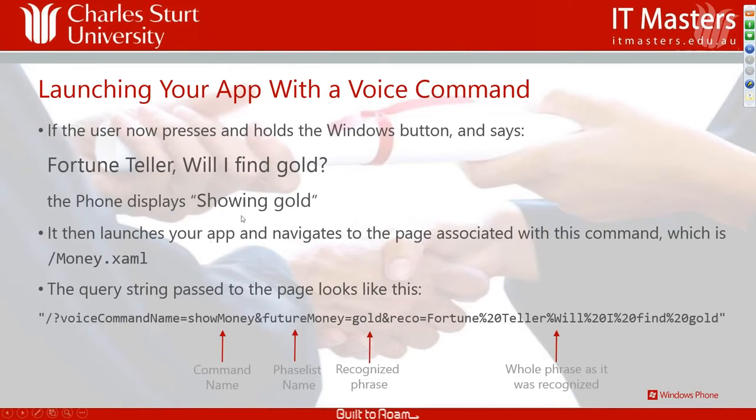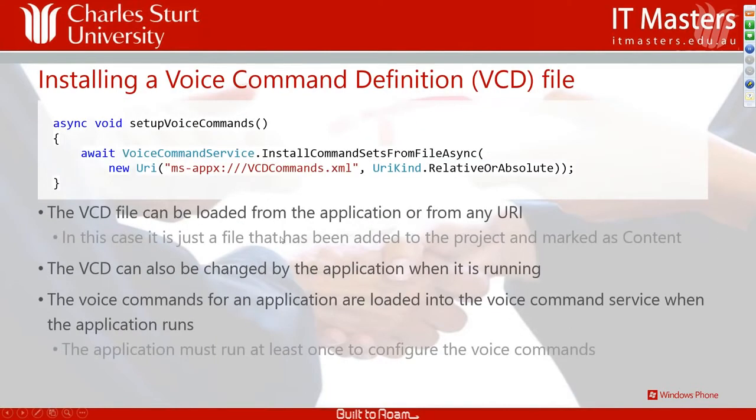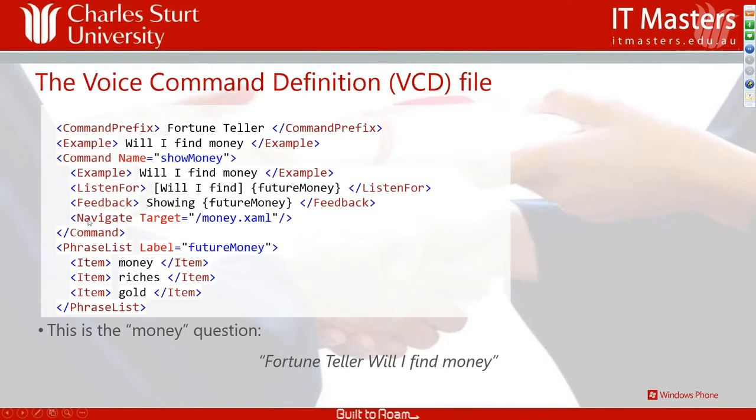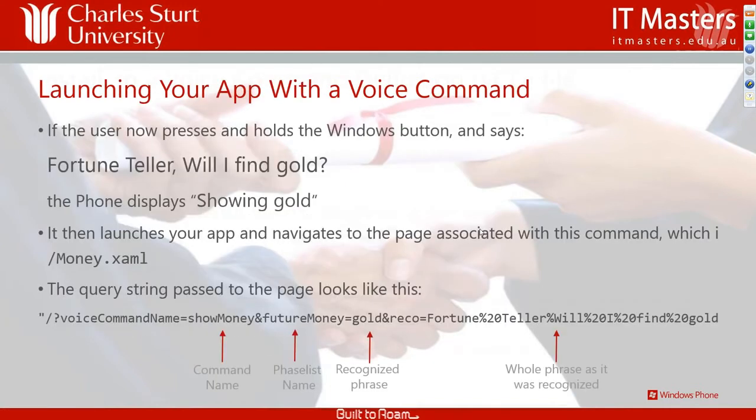So if we just step back to the command file, we would have seen that the target as part of the navigation is money.xaml. Okay, so when it matches this command, so the show money command, it'll actually launch this particular page within our application. So you can see that's the launch page, and our query string that gets provided in has got this query string that basically is made up of the command name, any phrase lists, and recognized phrase. But then we'll also see that the whole phrase, as it was recognized, actually is passed in as well. So we've got the full fidelity of being able to control how we process that.